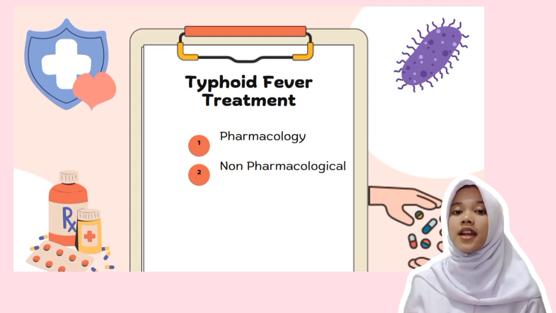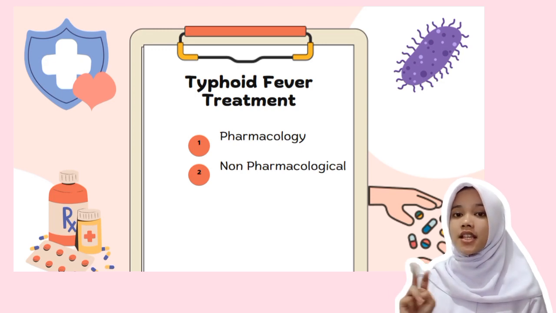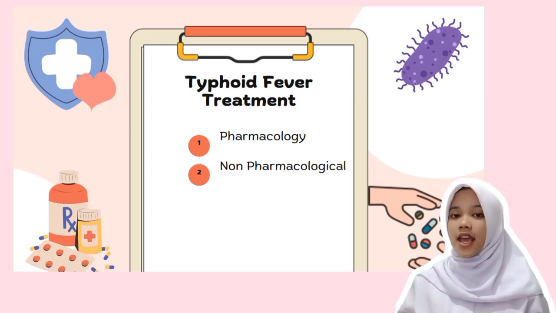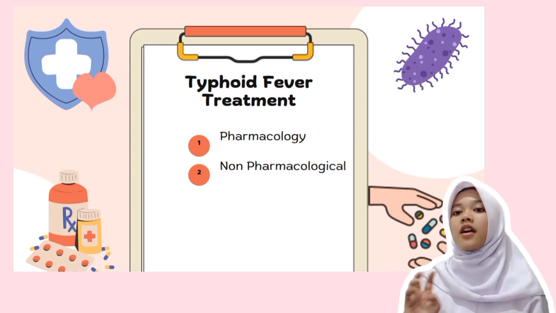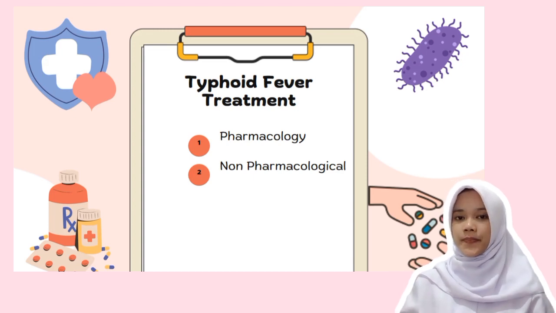Okay, typhoid fever treatment. Pharmacology. 1. Chloramphenicol. 2. Amoxicillin. 3. Ceftriaxone. 4. Corticosteroid dexamethasone. And non-pharmacology, 1. Diet. 2. Monitor the condition periodically every 4 to 6 hours.